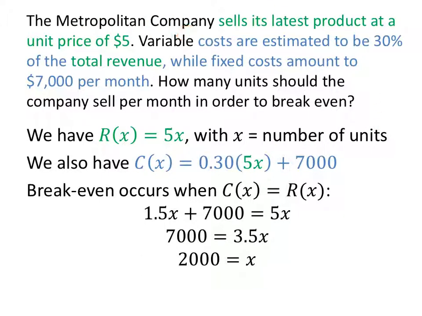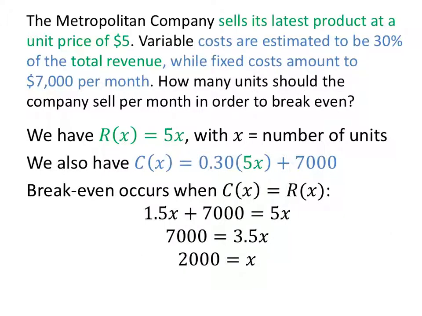The Metropolitan Company, I don't care who it is, what it is, anything. But it sells its latest product at a unit price of $5. So it's $5 for each one. If we have X number of units, my revenue will be 5x. Alright, done with revenue. Moving on, next sentence.